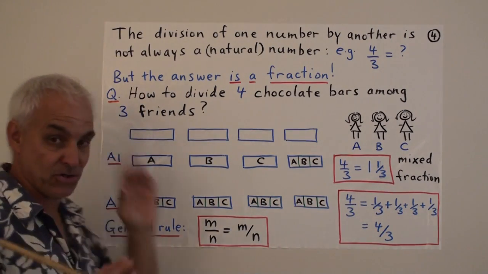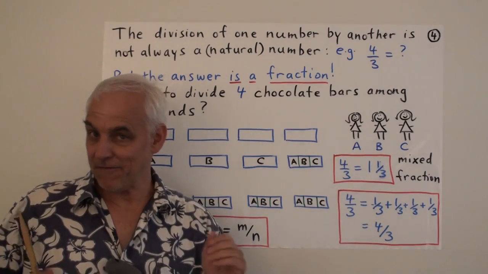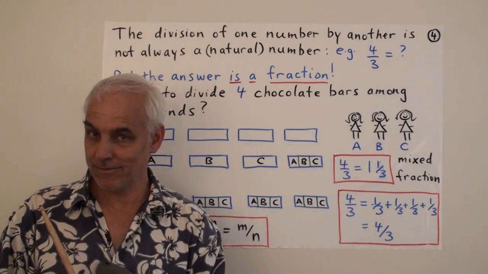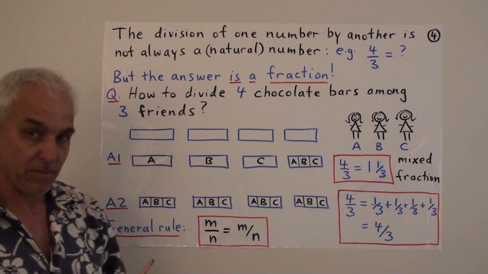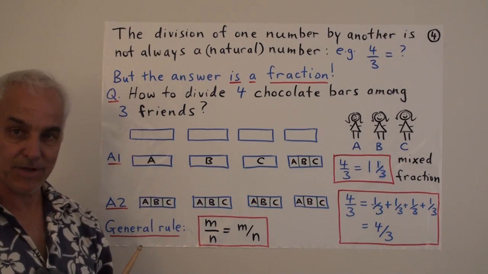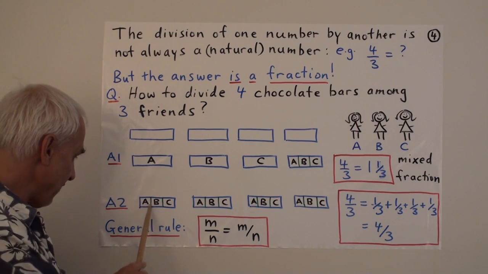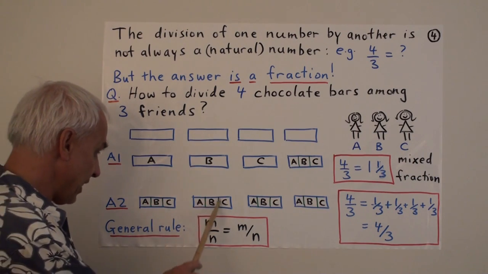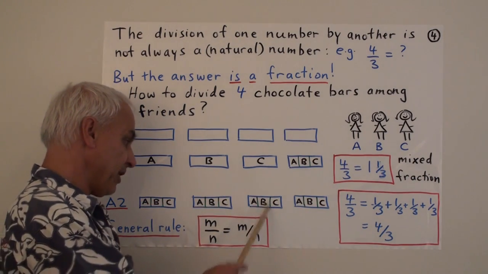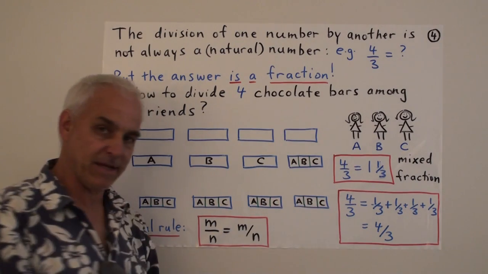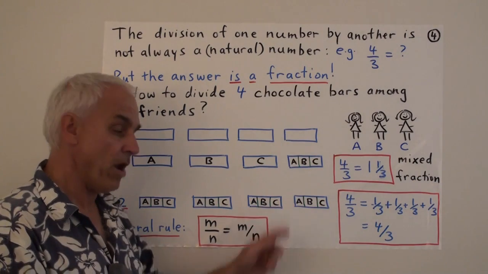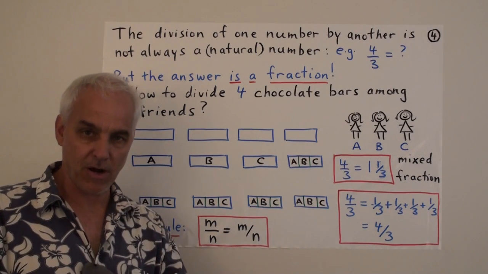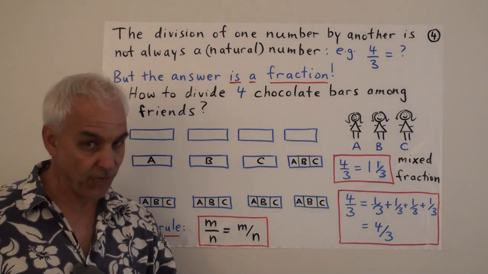Okay, but there's another strategy for dividing up the chocolate bars. Another strategy is to take each of the 4 chocolate bars and divide each of them up into 3 equal pieces. So we divide the first chocolate bar into 3 pieces, the second chocolate bar into 3 pieces, the third into 3 pieces, and the fourth into 3 pieces. And then each person gets 1 piece from each of the chocolate bars. That's also fair.